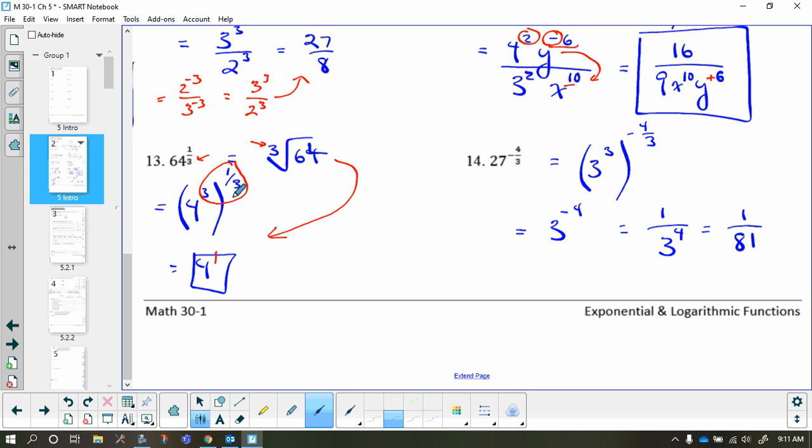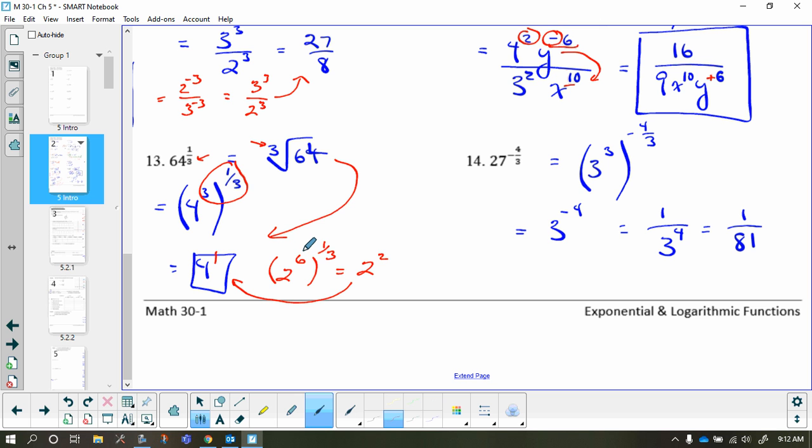An alternative would have been to say that 64 is 2 to the exponent 6 and raise that to the exponent 1/3. Then again, a power raised to an exponent, I multiply those exponents and I get a 2 squared, which again gives me my answer of 4.